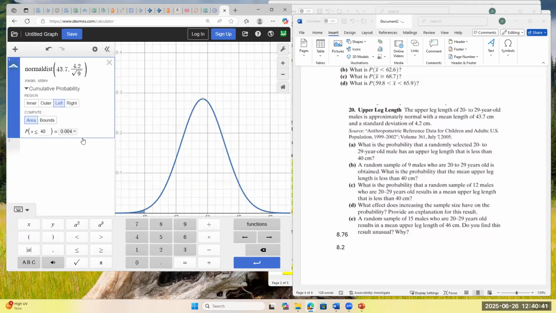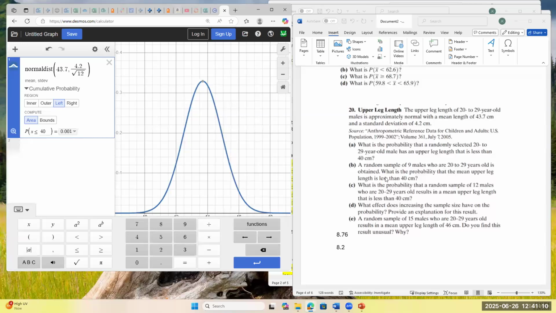So here's my distribution, and now look at the probability. It is much lower now, isn't it? Because now we're not interested in a single individual having a leg of this size, less than 40, but we're looking at an entire sample of 9 people. And in part 4, if I change this to 12 people in my sample, what do you think is going to happen to that probability? It's going to get even smaller, isn't it?